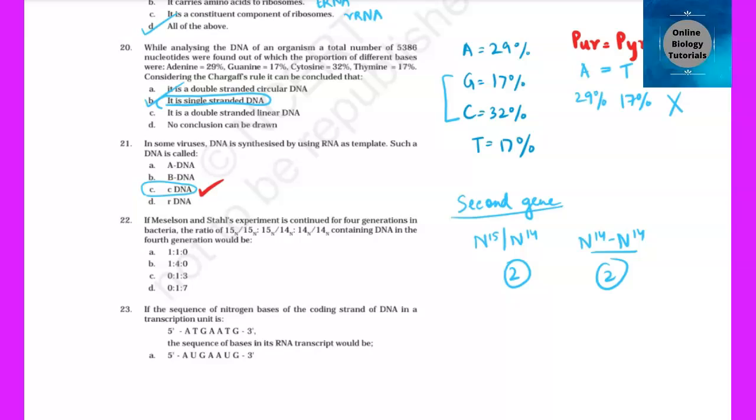So the question is asking that in a Meselson and Stahl experiment, for 4 generations, and this is the keyword to solve the question, what will be the ratio of N15-N15, N15-N14, and N14-N14? You have to pick the right ratios, where the first ratio is for N15-N15, the second for N15-N14, and the third one for N14-N14. Remember, in the Meselson and Stahl experiment, N15 was the denser one and N14 was the lighter one. So the answer for N15-N15 will always be 0, right?